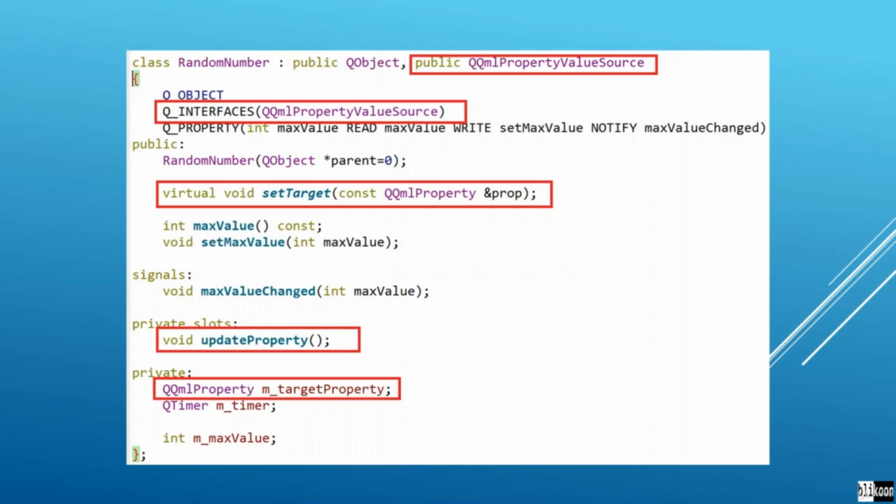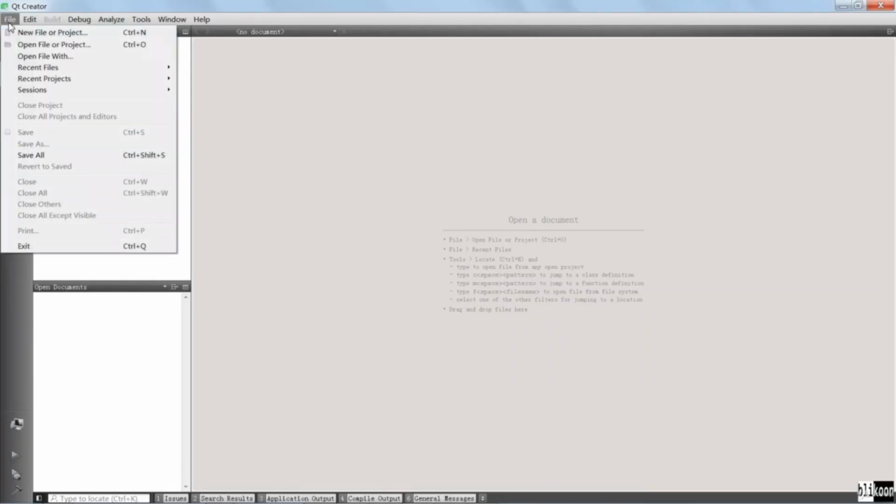In this case, we are building a random number generator. So we are going to use a timer here that is going to generate a number at a given time interval. We're going to see how this works in a demo we're about to do. But the important thing is to put together the building blocks that make your class recognizable as a QML property value source. Now that you have a basic idea about this, we're going to go to Qt Creator and see this in action.